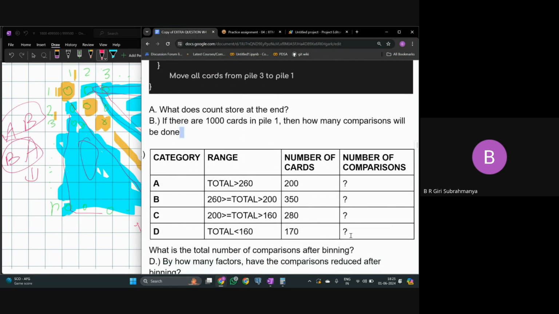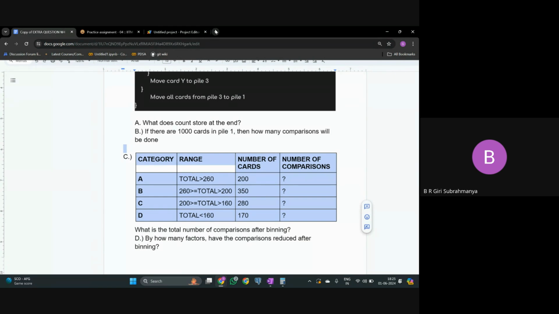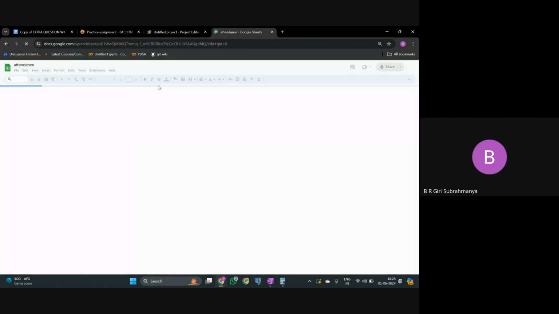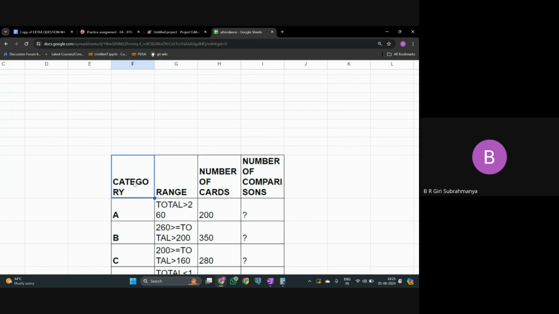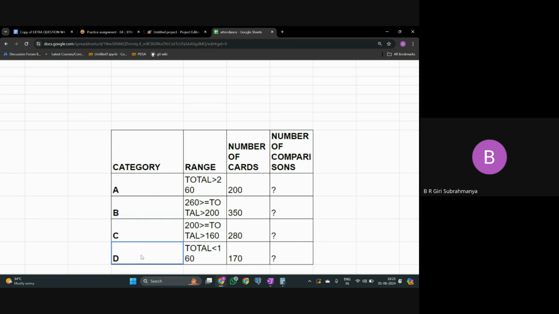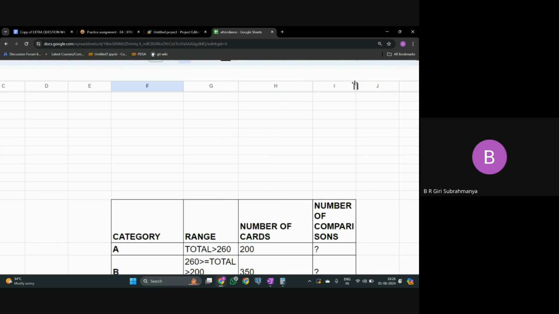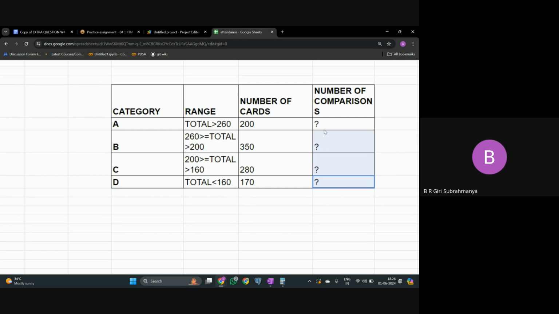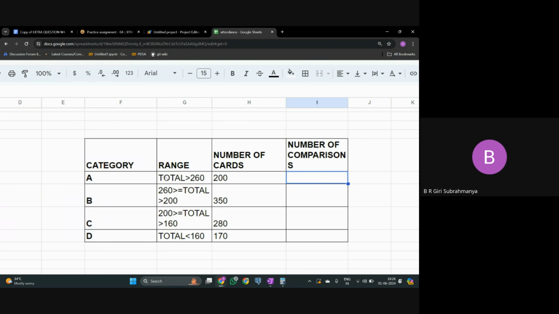Now for the third question, we are splitting the cards into bins, okay? Now we are splitting the cards into bins. All right. This is bin A, bin B, bin C, and bin D. That is, we are splitting them into 4 categories. The 1,000 cards were there, right? We are splitting them into 4 categories. Now, how many comparisons will be done? How many comparisons will be done for each category? That is, overall we had 1,000 cards, okay?